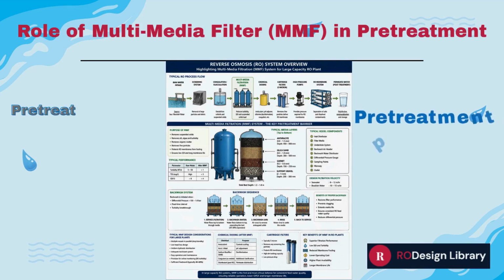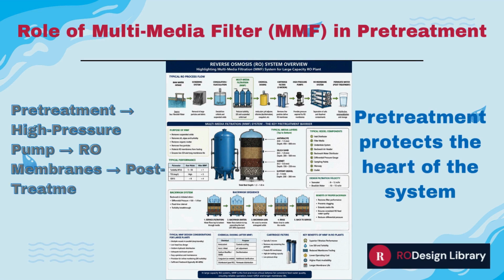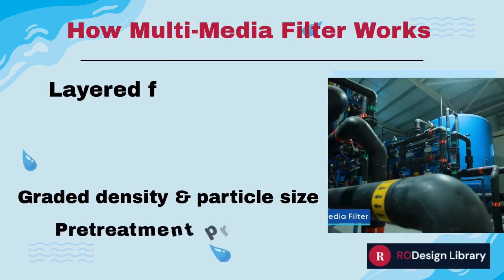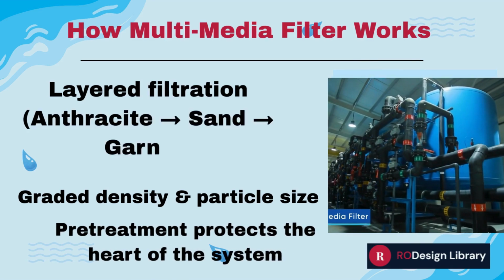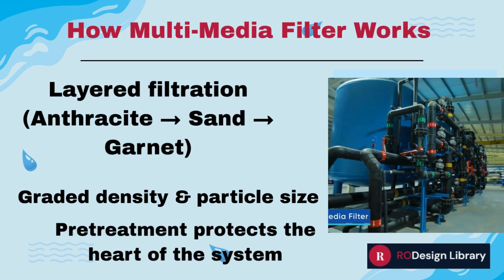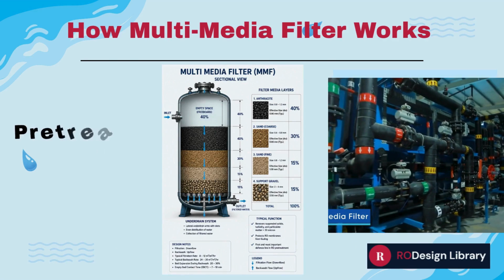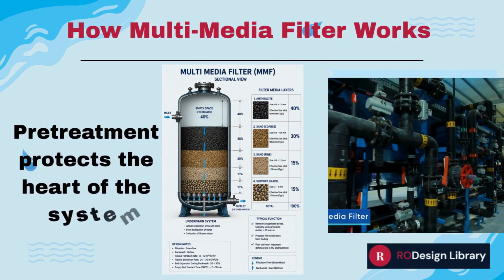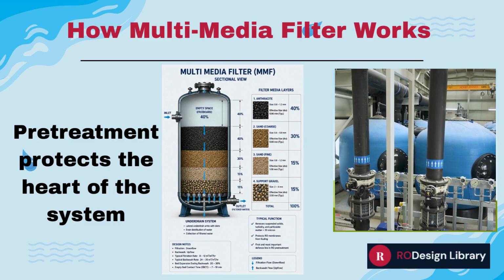The multimedia filter is a critical first major step in RO pretreatment, effectively reducing suspended solids and preparing water for downstream processes. MMF uses multiple layers of media with decreasing particle size and increasing density for efficient depth filtration. Standard configuration: coarse anthracite on top, quartz sand in middle, and fine garnet at bottom, supported by gravel.